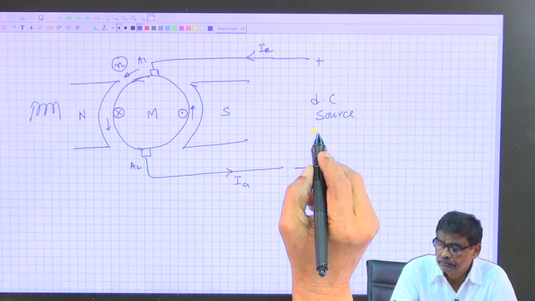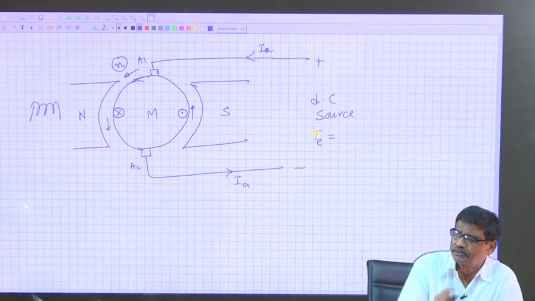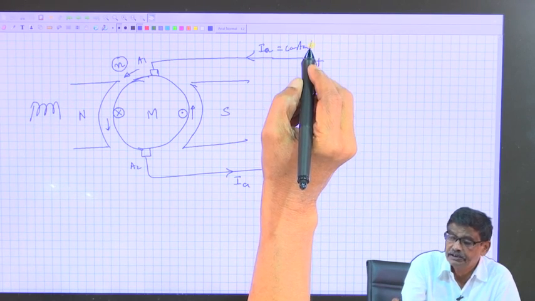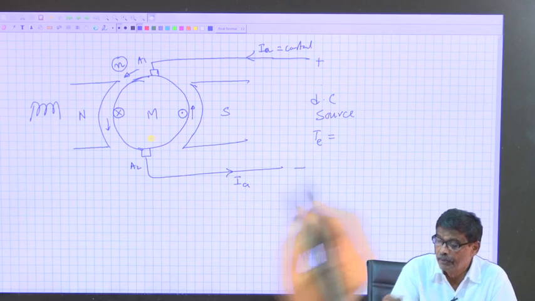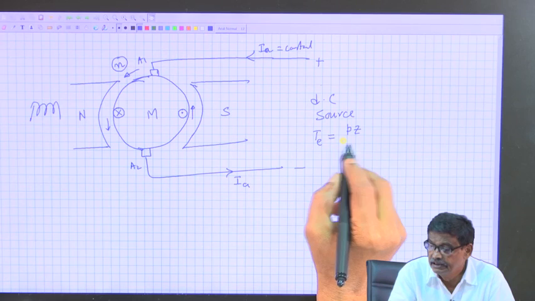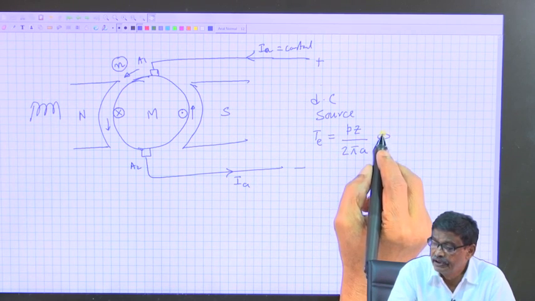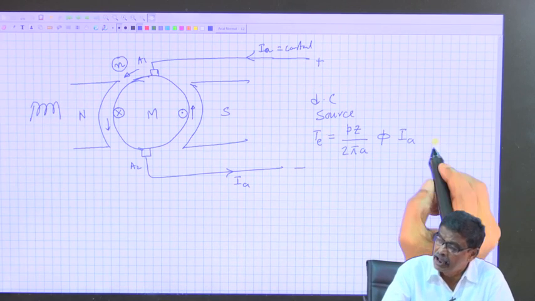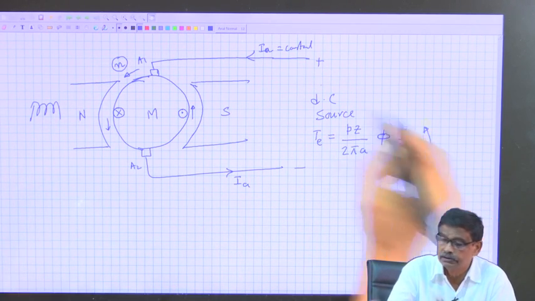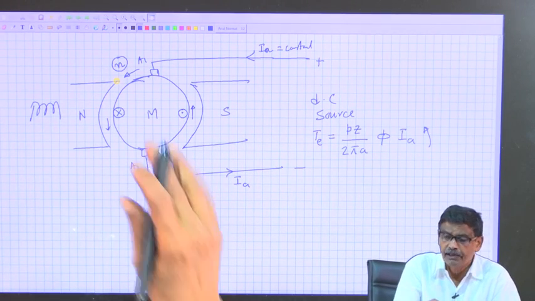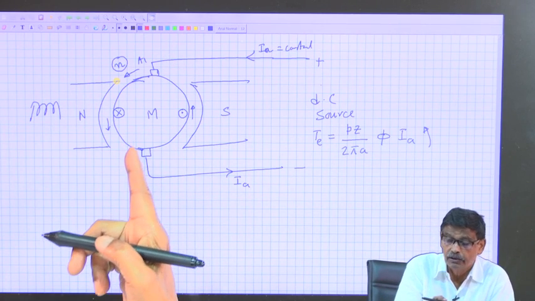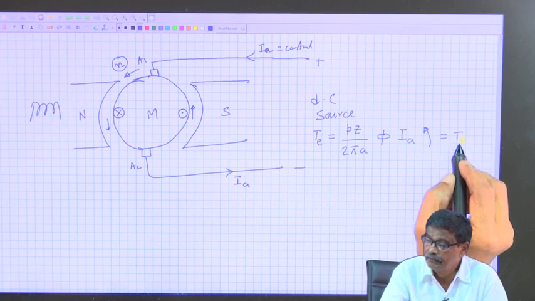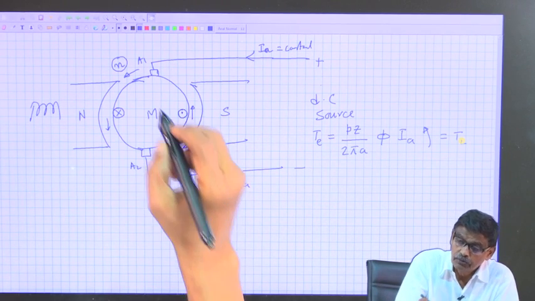How much is the electromagnetic torque? If it is running steadily at some RPS, and the DC machine is running in the anticlockwise direction, then the electromagnetic torque developed by the machine is P z by 2 pi a into phi into Ia. This Ia is the total current, and a is the number of parallel paths. Electromagnetic torque is acting in the counterclockwise direction, and if everything is running steadily, there must be an opposing torque on the shaft of the machine, which is the load torque, and it must be equal in magnitude.